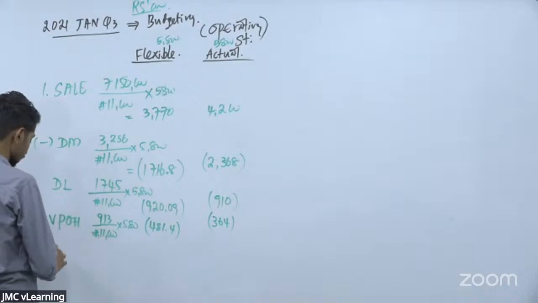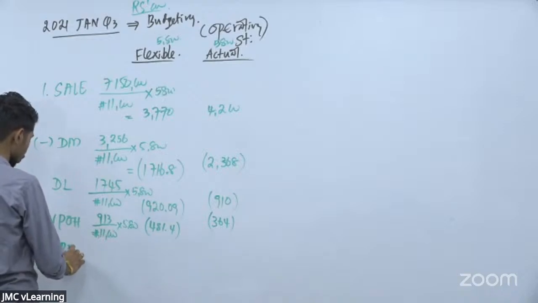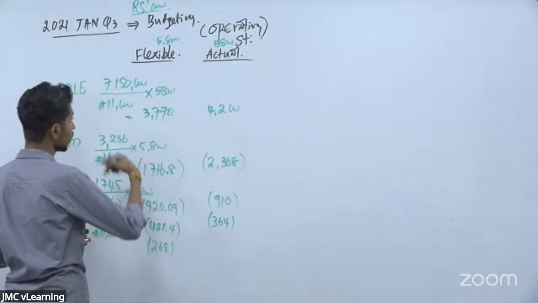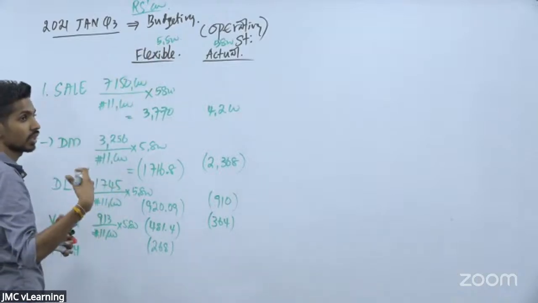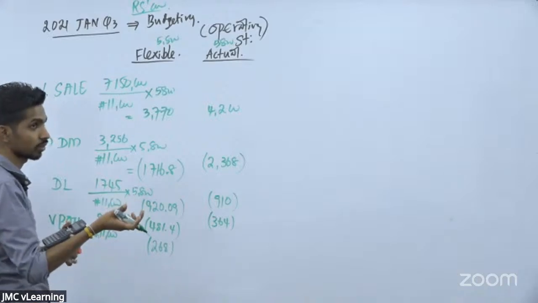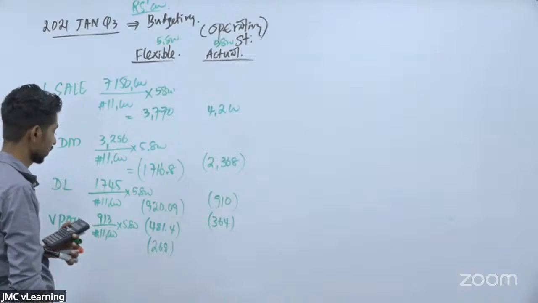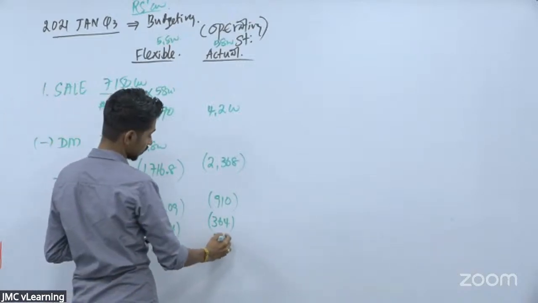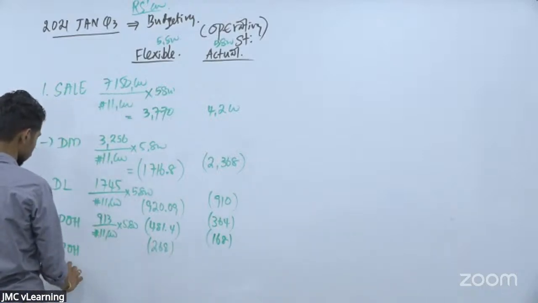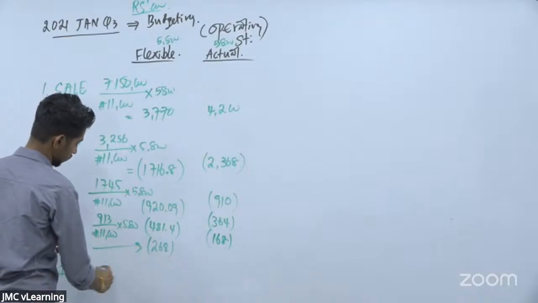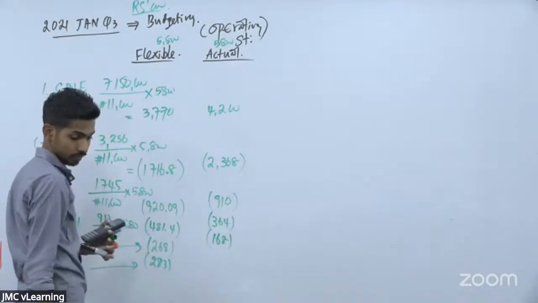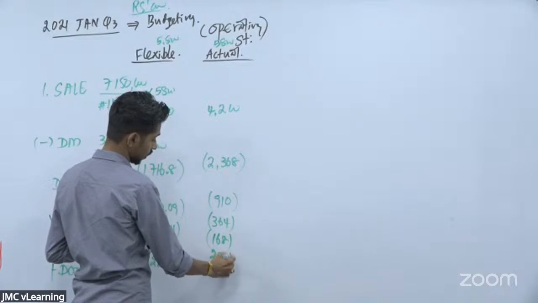Then fixed production overhead. Fixed production overhead will not be changed. 268 will be the same even for 5,800 or 11,000. Why? Fixed cost remains the same. Even though we change the number of units, the cost will not change. Actual cost 168. Fixed distribution overhead. How much? Same approach. 283. Here actual 283.